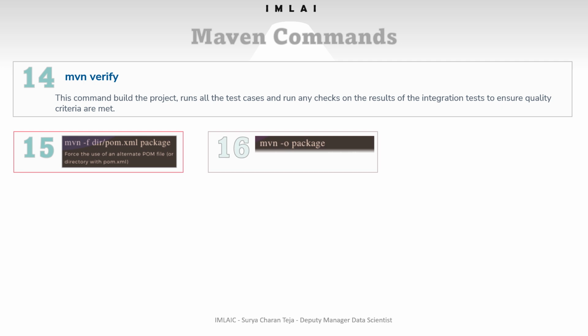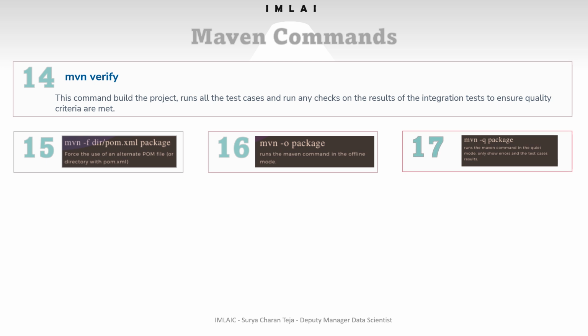Then we have mvn -o option package. This command is used to run the Maven build in the offline mode. It's useful when we have all the required jars downloaded in the local repository and we don't want Maven to look for any jars in the remote repository. In that case, we can package it offline. For that, you have to use option -o.